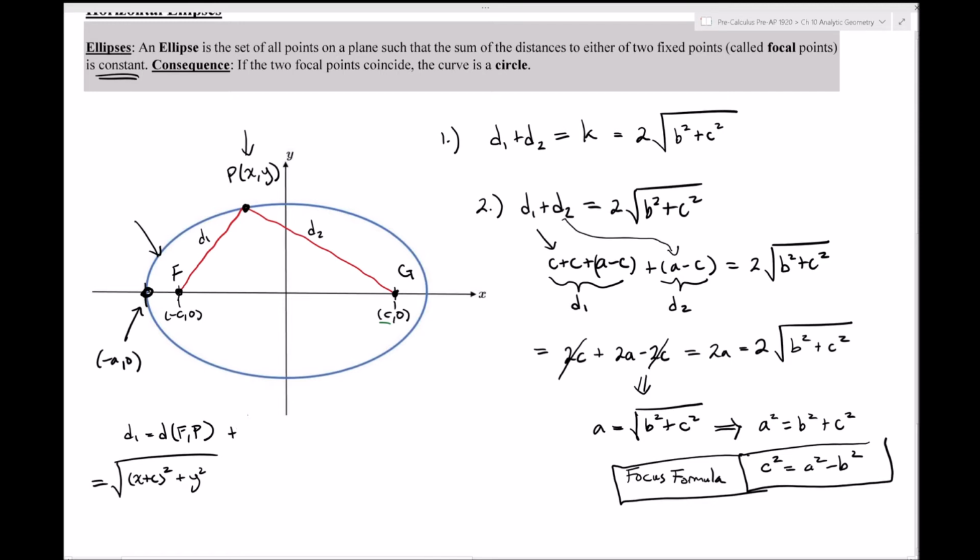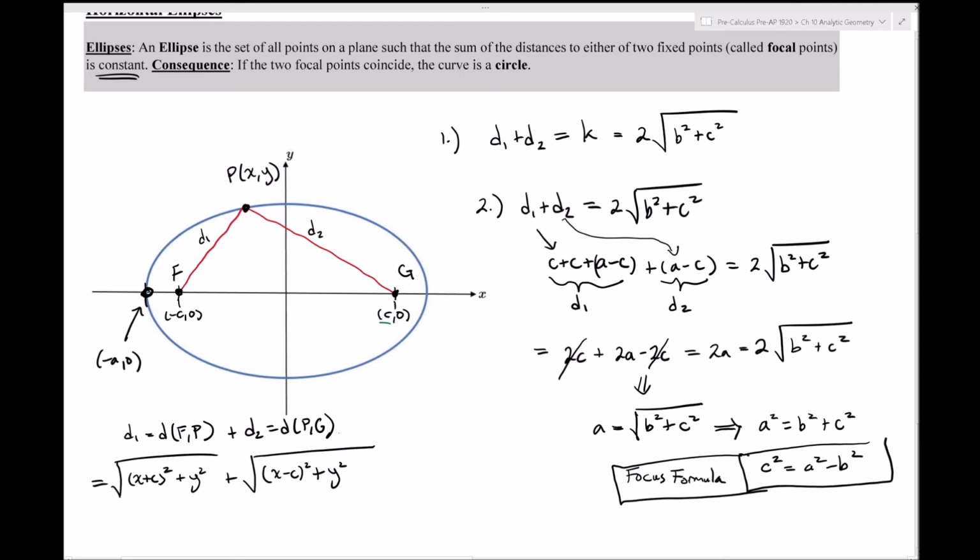We're going to add to that little d2, which is the distance between P and G, or G and P, it doesn't matter what order, it's the same thing. It's going to be plus because we're going to add it. And this distance is going to be the square root of the sum of the squares of the differences in corresponding coordinates. So you look at the difference in x coordinates. That's x minus c. We square that difference. We add it to the square of the difference in y coordinates, y minus 0. So I don't need parentheses for that one, y squared.